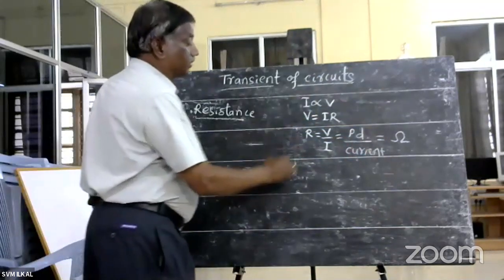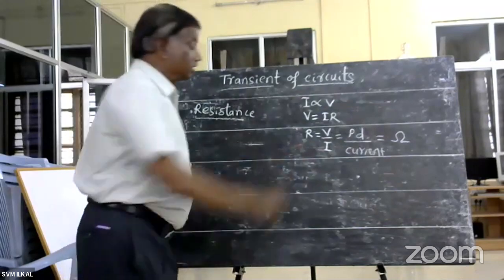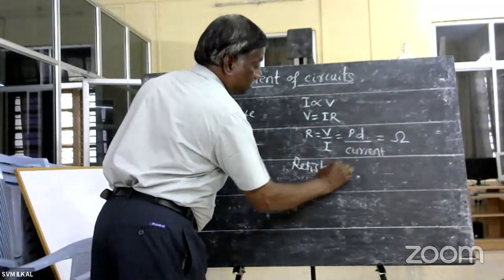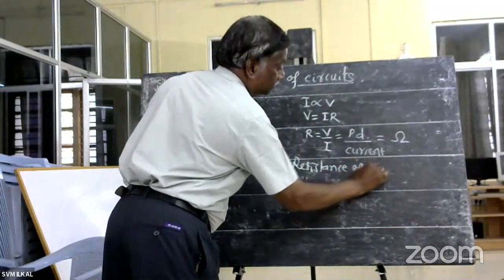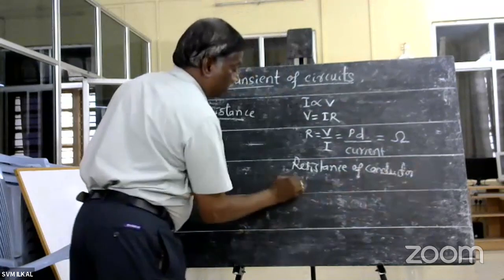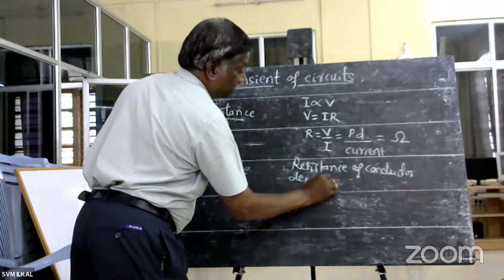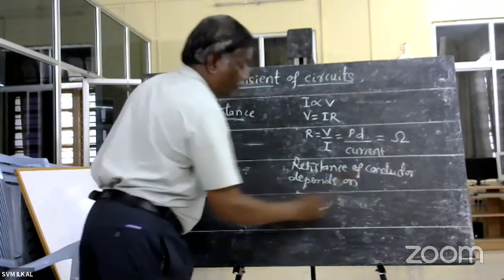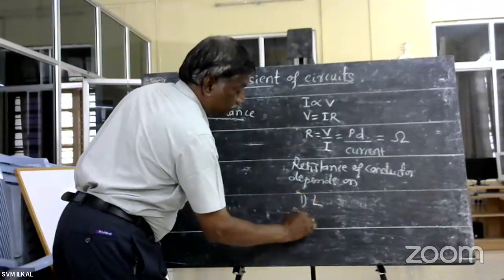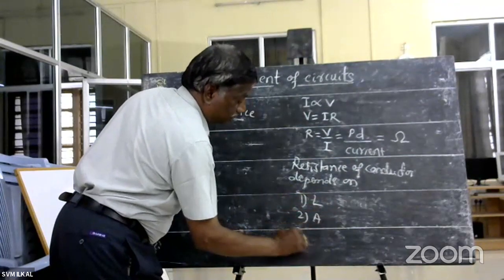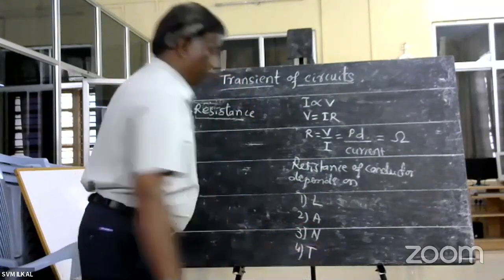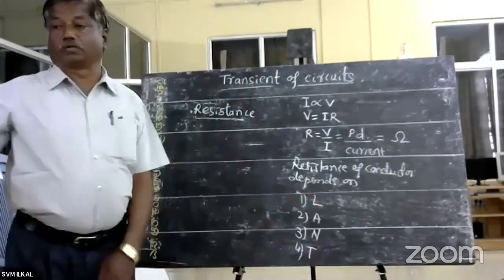Now, the resistance depends on what factors? Usually, the resistance of a conductor depends on four factors: length, area of cross section, nature of the material, and the temperature.